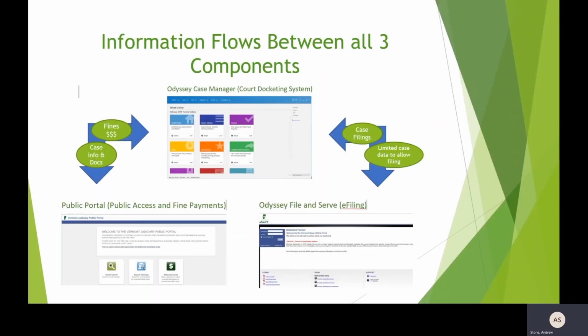Important to understand that information flows between all three of those different pieces of the system. They all function independently to some degree, but they share a common underlying database. So, what's in the case management system should be available to file into through File and Serve, and should be available to be displayed on the public portal. And in certain situations, information flows the other way as well, as shown there. So they are all connected on the back end.